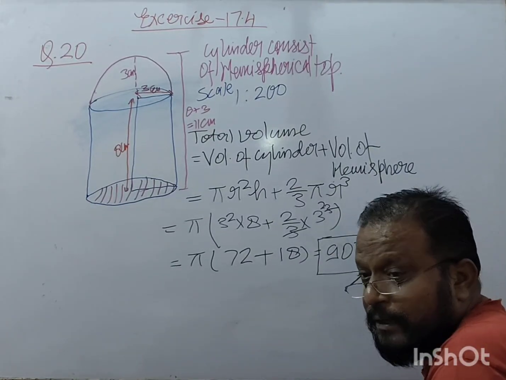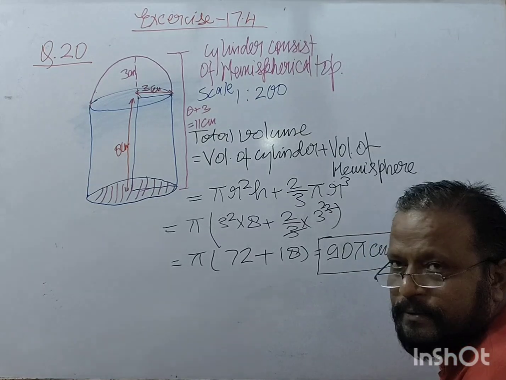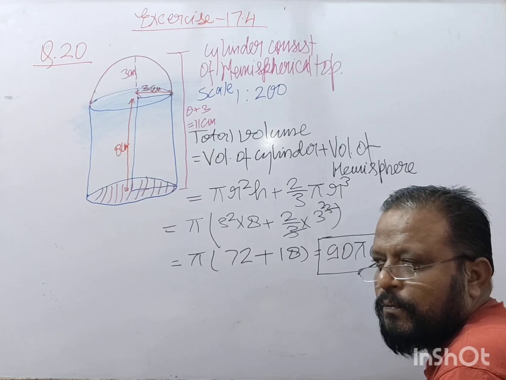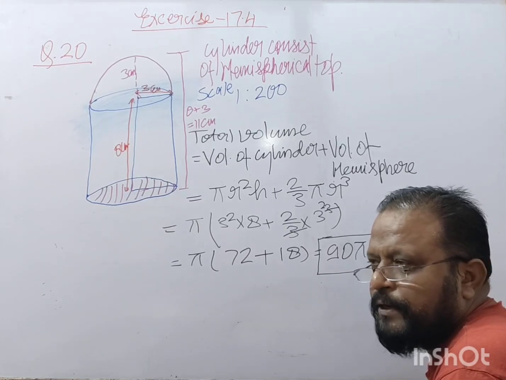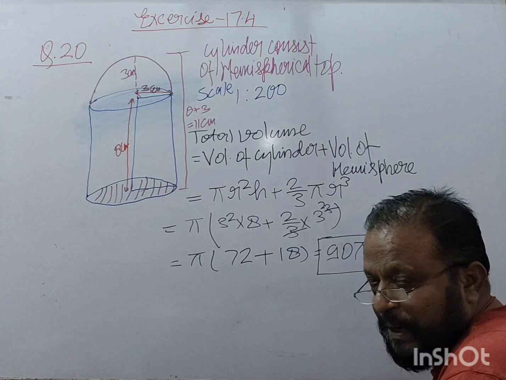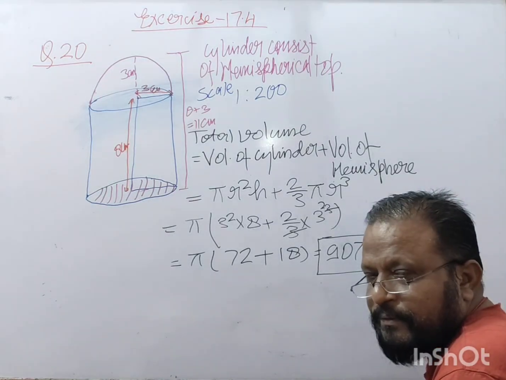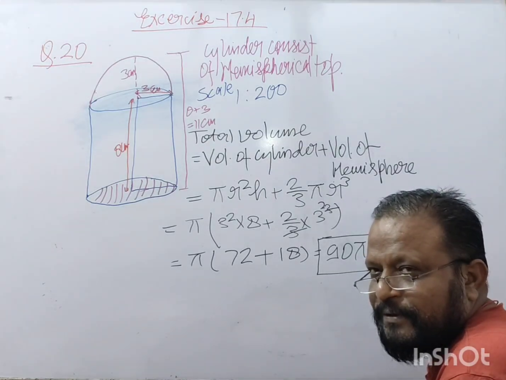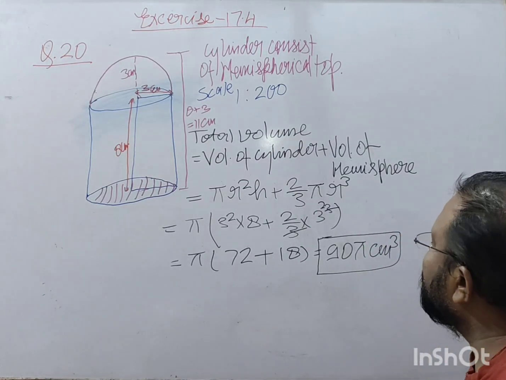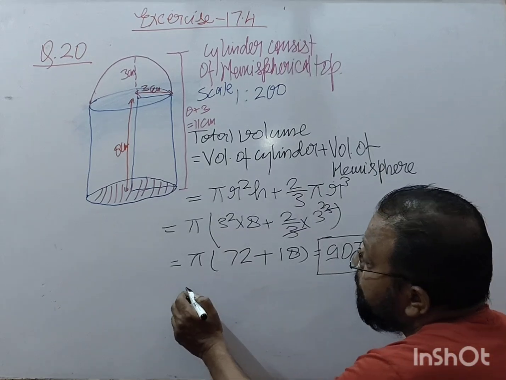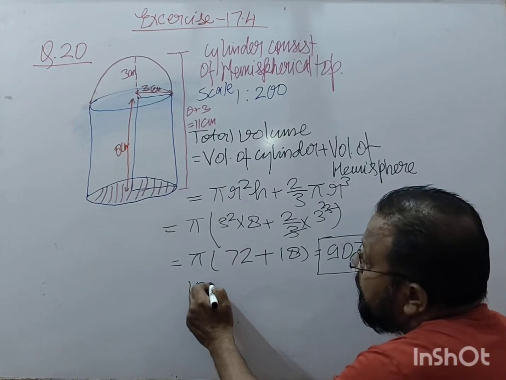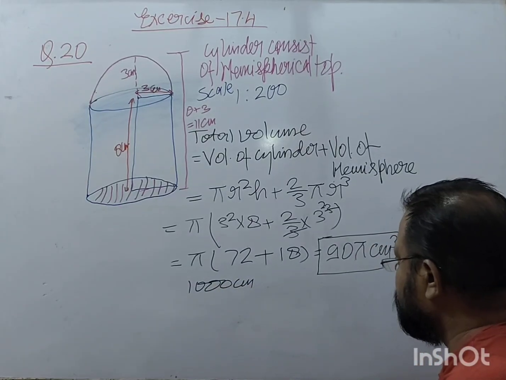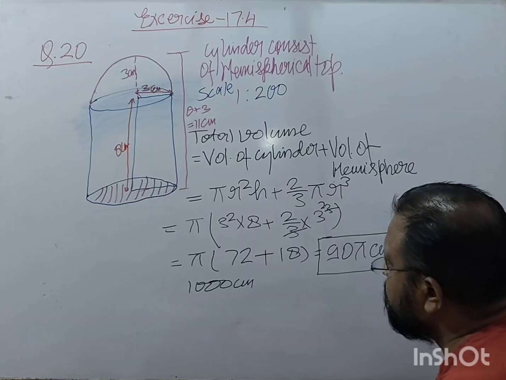Now how do we find this? We have to convert this to liters. So 1 liter is 1000 centimeter cube. Pi value is what given to you? 22/7. It is not going to be solved. So what is your answer? Otherwise, we can say 72,000 liters.